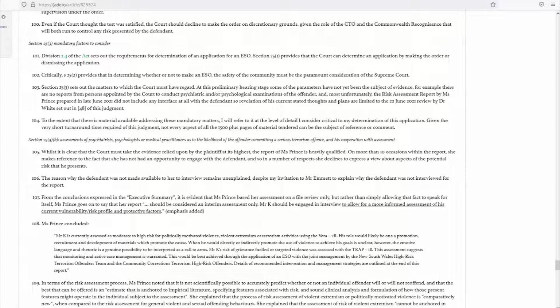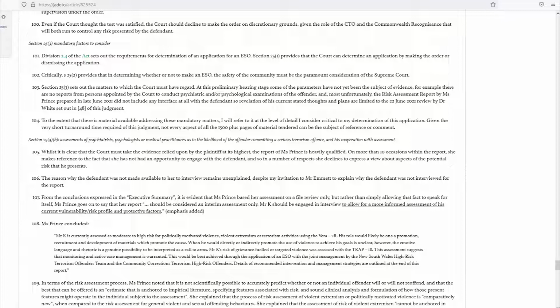101. Division 2.4 of the Act sets out the requirements for determination of an application for an ESO. Section 25I provides that the court can determine an application by making the order or dismissing the application.